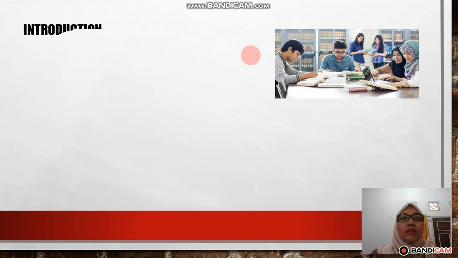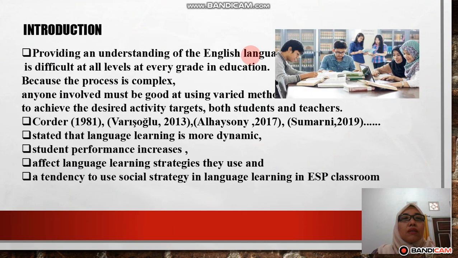The introduction from the research here is that providing an understanding of the English language is difficult at all levels, at every grade in education. Because the process is complex, anyone involved must be good at using the right method to achieve the desired activity target for students and teachers. Based on many previous research, Corder 1981, Veroglu 2013, Al-Hysoni 2015, and the last one, my previous research, Sumarni in 2019, state that language learning is more dynamic.